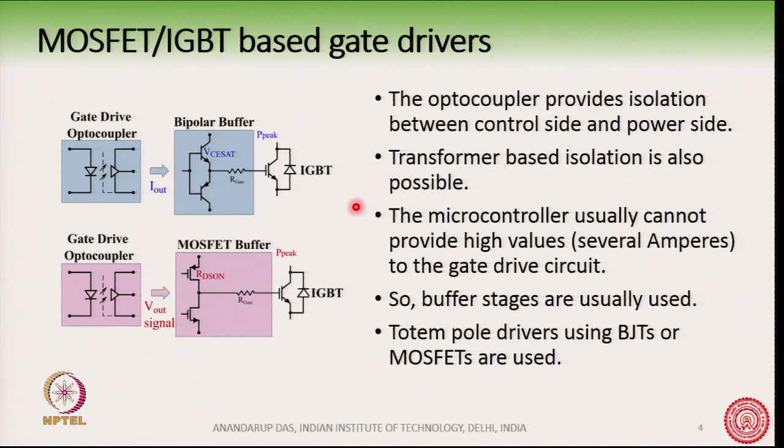Now, both BJTs or MOSFETs can be used. BJTs are cheaper, whereas MOSFETs are faster, and in modern times people are slowly adopting the MOSFET based buffer, in particular for silicon carbide MOSFETs, people are shifting towards the MOSFET based buffer.